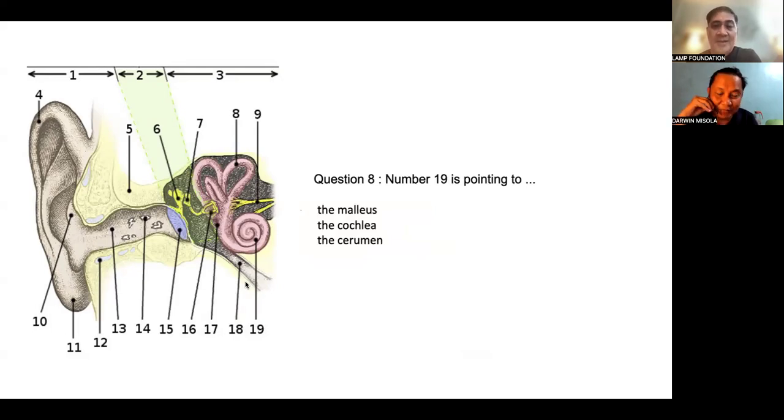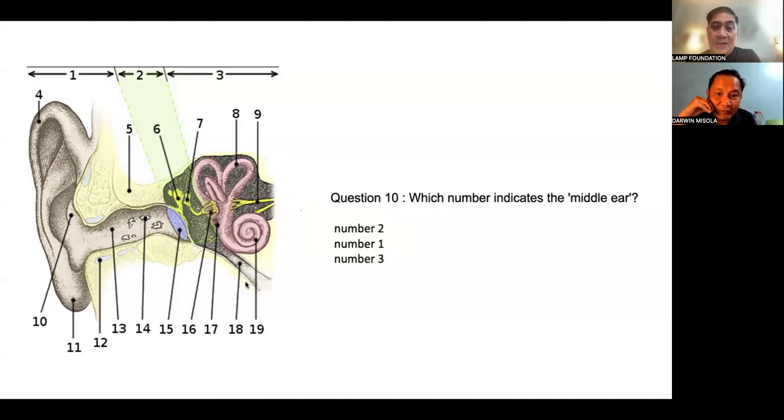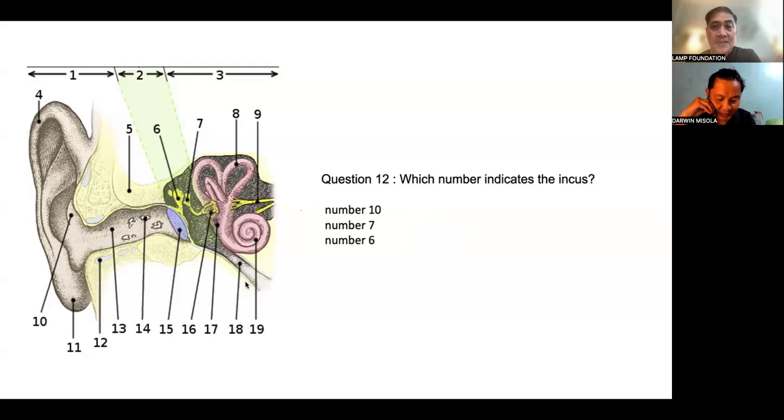15, yes. Number 19 is? Cochlea. Number 5 is? Temporal bone. Which number indicates the middle ear? 2. The malleus is indicated by number? 6. Which number indicates the incus?